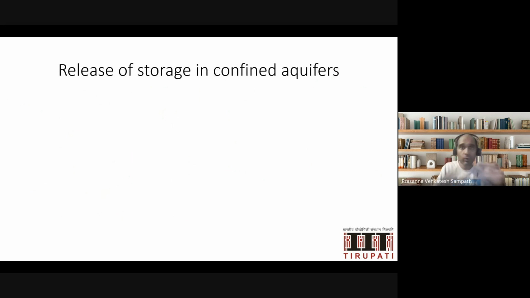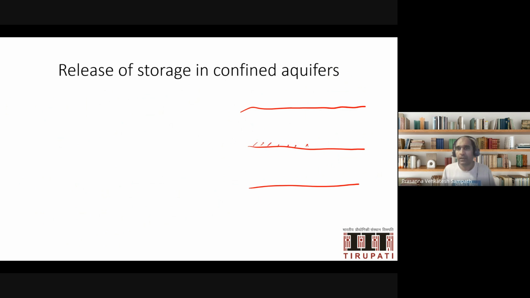So we are going to go through a long, elaborate derivation for this. You don't have to memorize this. It is just for information and to give you a theoretical understanding of the release of storage in confined aquifers. So let us consider a confined aquifer. I'm going to just draw a standard confined aquifer under the land surface. This is the top of the confined aquifer. This is the bottom of the confined aquifer.